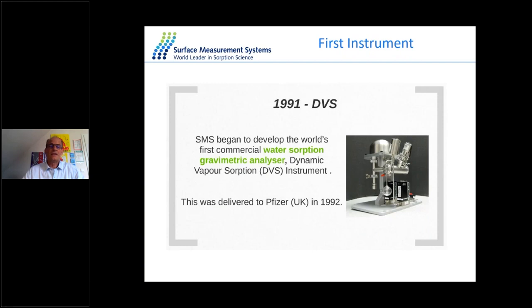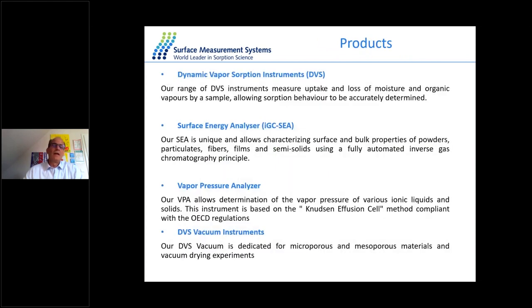It started in 1991. There was no automatic gravimetric vapor sorption instrument on the market. He was asked if he could build such an instrument, at that time for Pfizer, for the pharmaceutical industry, who were searching for a gravimetric system which is automatic, very sensitive, and reliable.